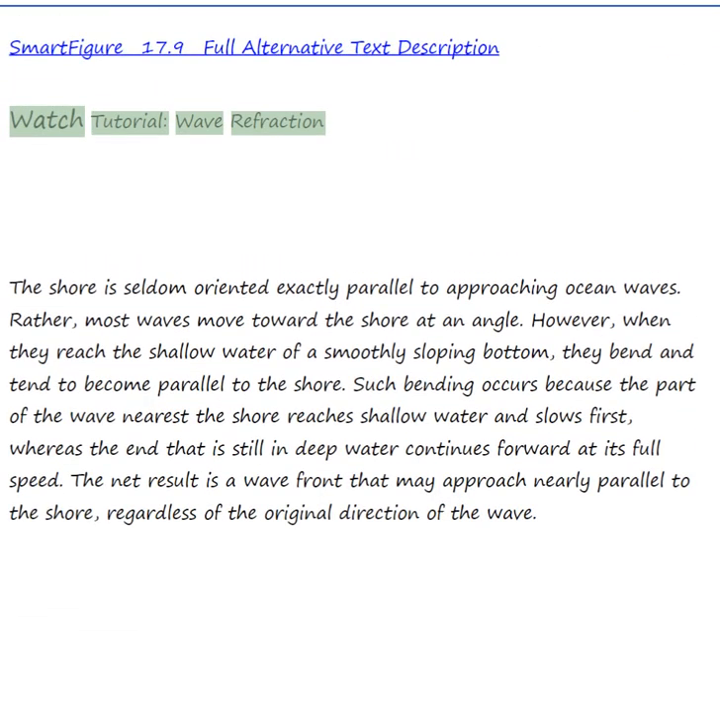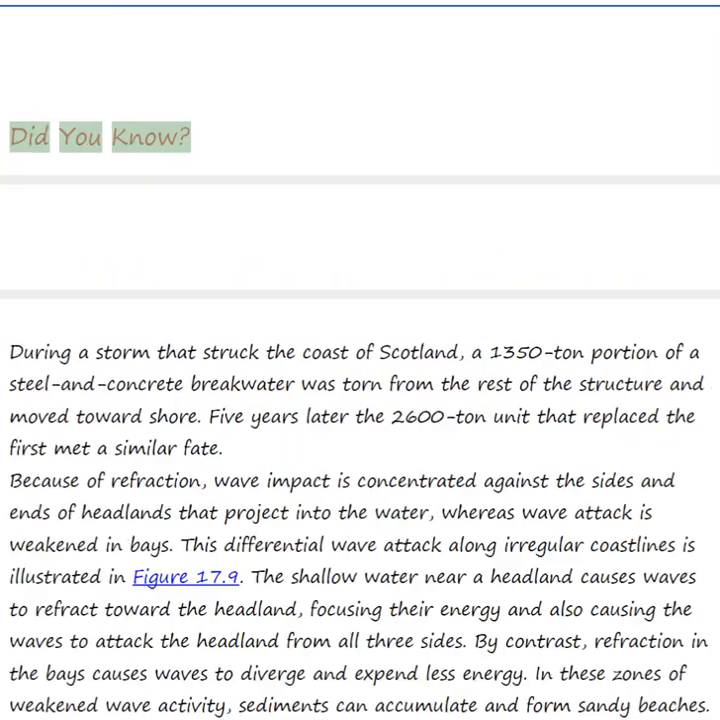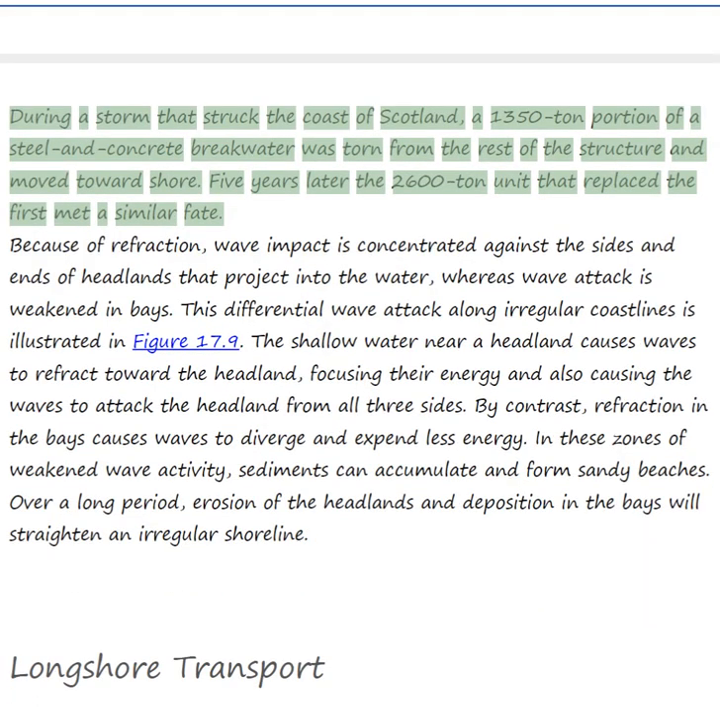Watch tutorial, Wave Refraction. Did you know? During a storm that struck the coast of Scotland, a 1,350-ton portion of a steel and concrete breakwater was torn from the rest of the structure and moved toward shore. 5 years later, the 2,600-ton unit that replaced the first met a similar fate.